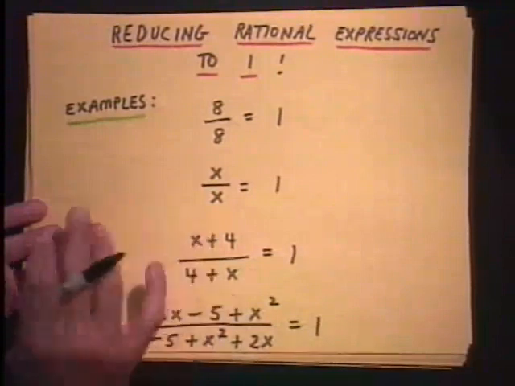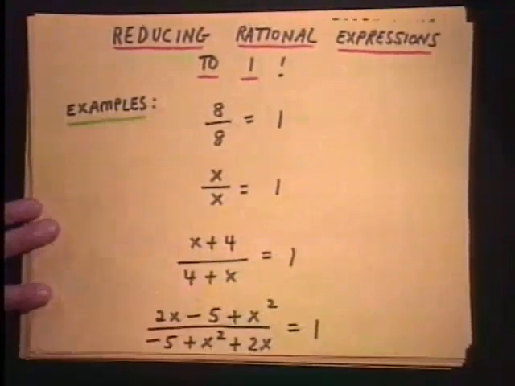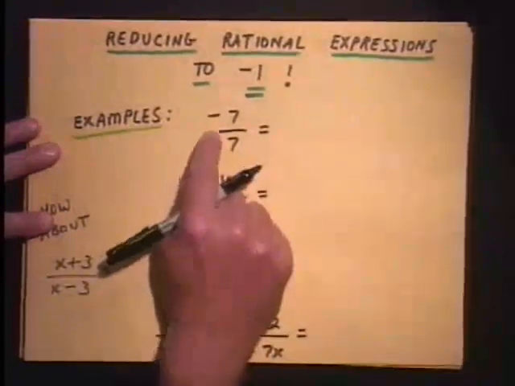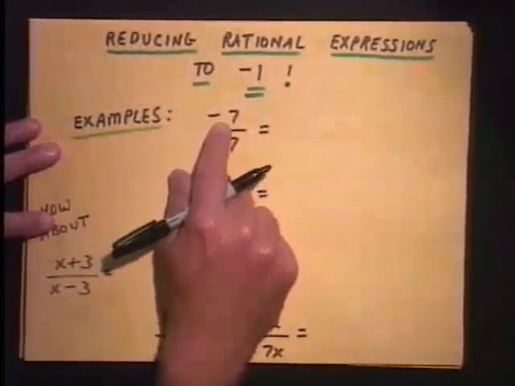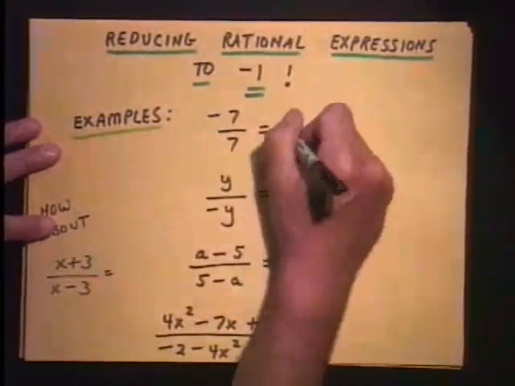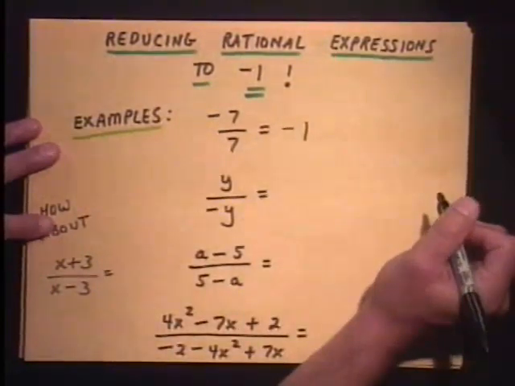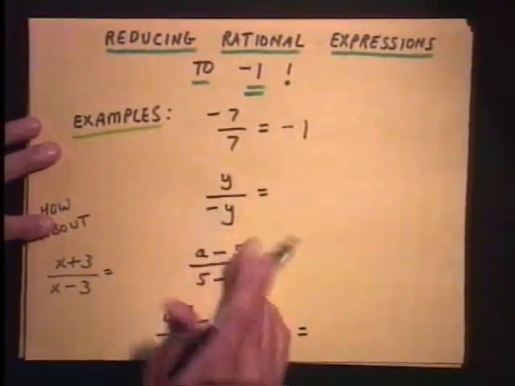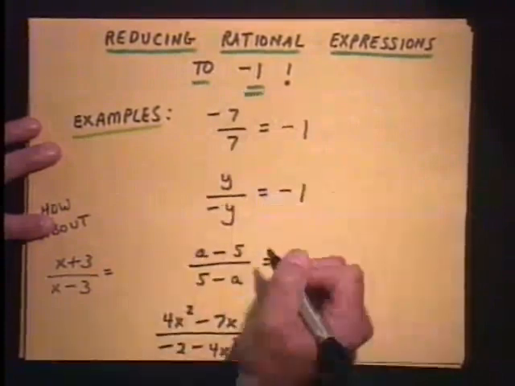All right. Now, I know some of you are thinking, Young, where are you going with this? All right, let's look at the next graphic. To reduce rational expressions, anything divided by its opposite reduces to -1. And again, we're assuming those denominators are not equal to 0, so let's look at some examples of that. Notice I slipped one negative over a positive, and remember, anything negative divided by positive reduces to -1. Even with variables, if you have opposite signs in the numerator and denominator, it does not chop to 1, but it chops to -1.